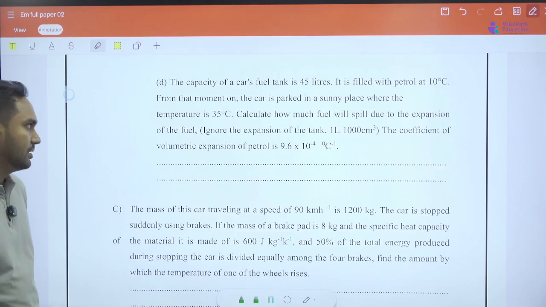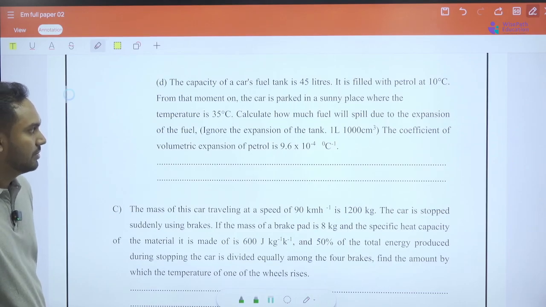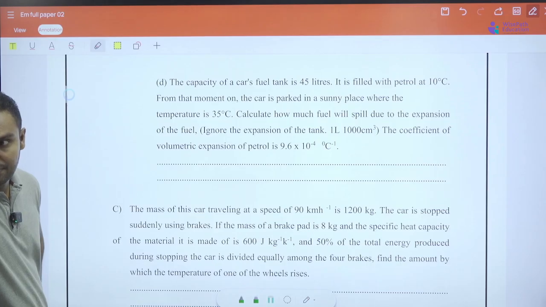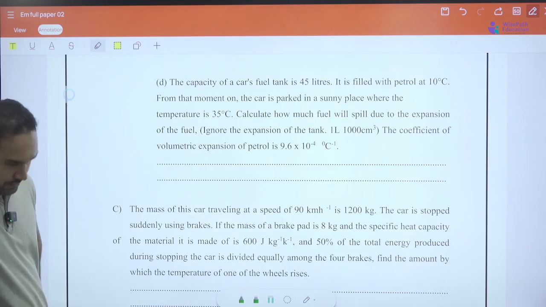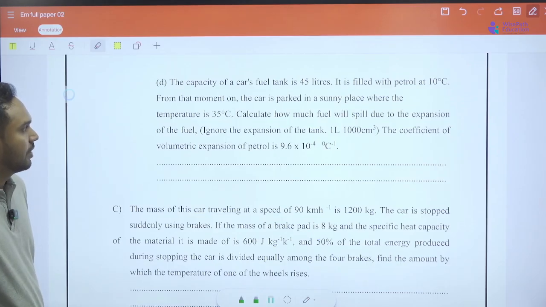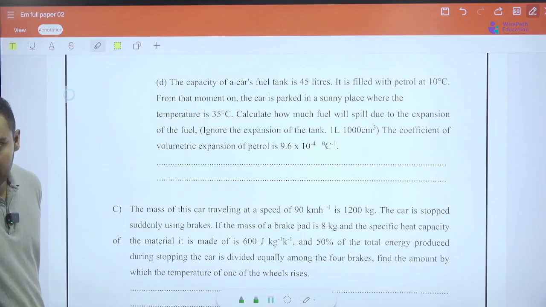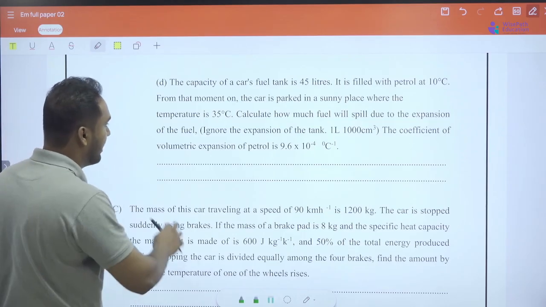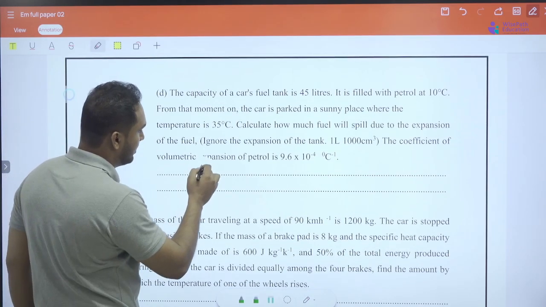So which formula should you put? Is it delta V or the V1? Delta V equals V1. It should be delta V because they are asking about how much has spilled, right? So how much has excessively expanded, that's the delta V.